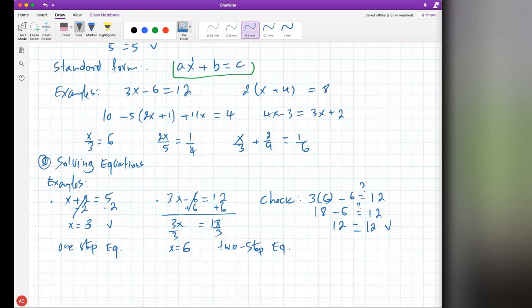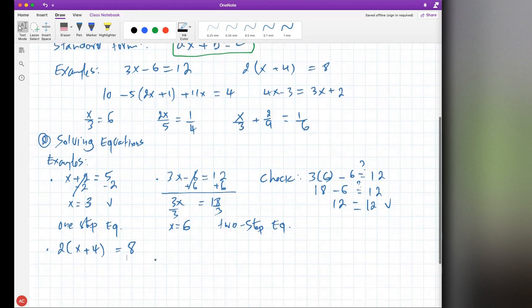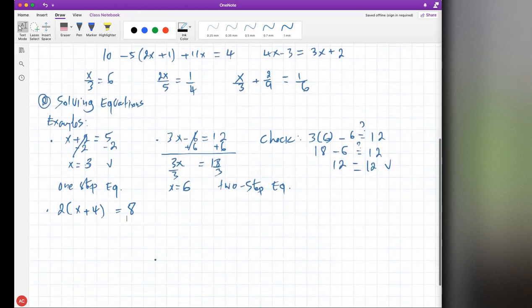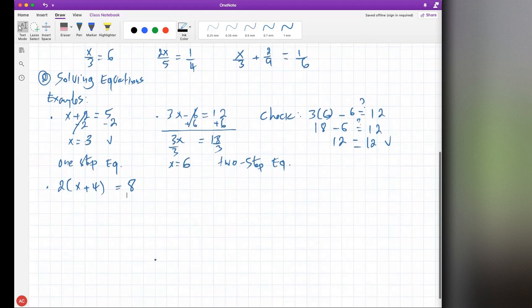Now let's see this one here. This one with the parentheses. Let's see how to solve that. Basically, 2(x plus 4) equals 8. So just like we did last time when you have an expression with the parentheses. So what's the first thing we do here in order to solve this or simplify it?